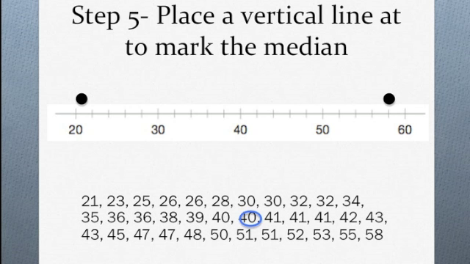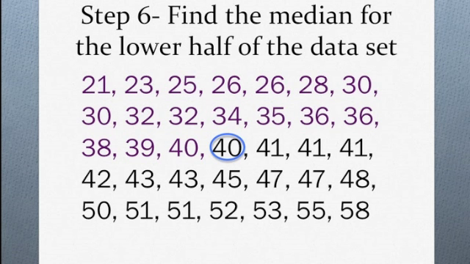that we started before. So you can see I have my vertical line here. Your next step is to look at the lower half of the data set. So all the numbers that fall below your median. So in this case, it's going to be 20 through 40. And you do the same process to find the median of this lower half of the data set. So we would go 1, 2, 3, 4, 5, 6, 7, 8, and there's our middle, 32.